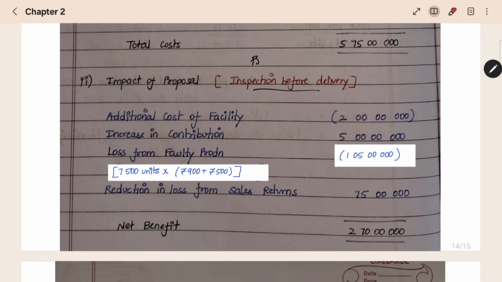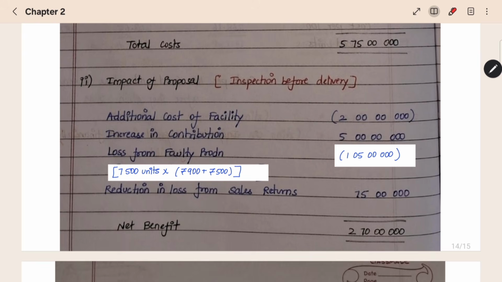So what will happen is that you will produce the defective units, but you will not deliver them to the customer. Before delivery, you will remove those. So production cost for the defective units will still be incurred. Now, additional cost of facility. If you want to implement this proposal, it will incur an additional charge of 2 crore per annum, which we saw in the question. Increase in contribution.